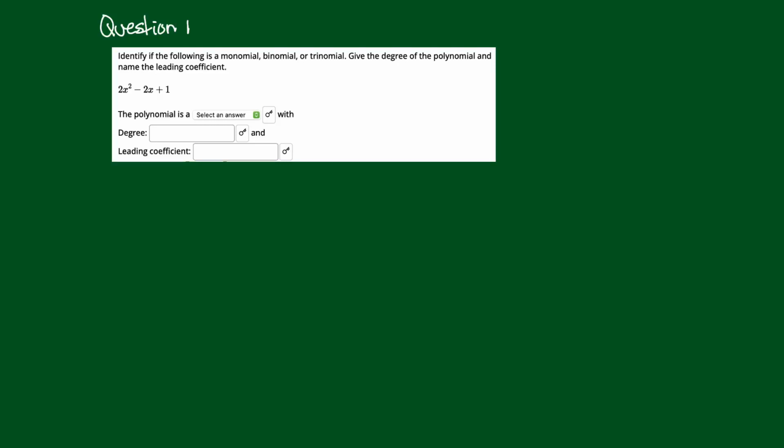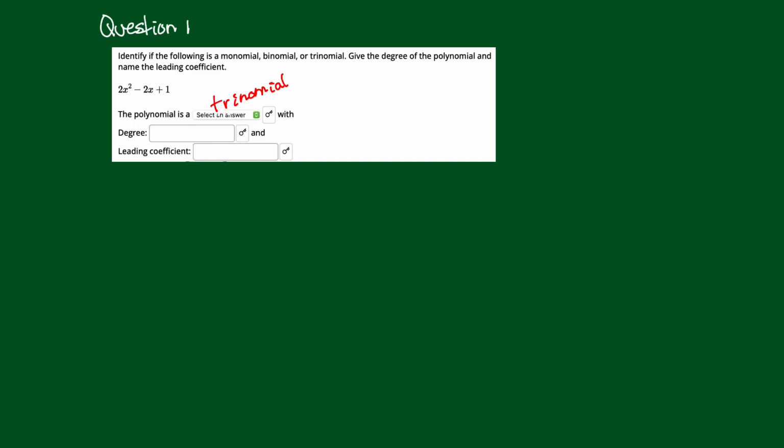Question 1, we are asked to identify if the following is a monomial, binomial, trinomial, and then to give the degree and name the leading coefficient. All right, now, first of all, I see three terms, 2x squared, negative 2x, and 1. So I've got three terms, so this is going to be a trinomial. Now in here, we're supposed to select the answer, but I can't do that here. So this is a trinomial.